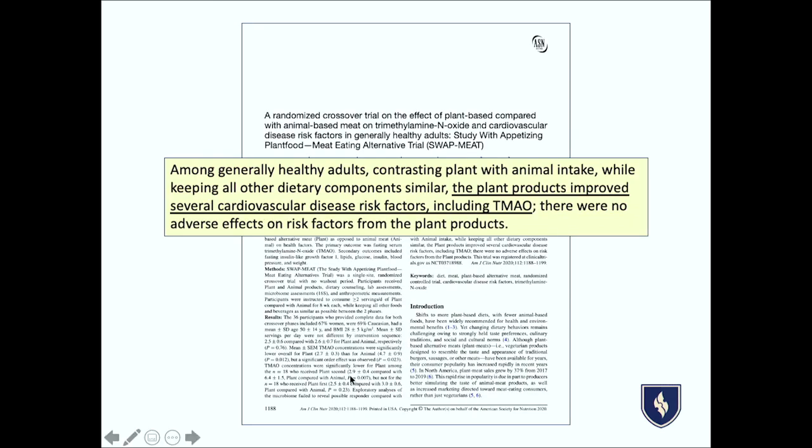This was a paper, and they looked at, among generally healthy adults, contrasting plant with animal intake. While keeping other dietary components similar, plant products improved several cardiovascular risk markers, including TMAO levels. There's no adverse effect on risk factors for plant products. This is from a randomized clinical trial where they took a bunch of people on a plant-based diet, then put them on an animal-based diet. They took a bunch of people on an animal-based diet and then put them on a plant-based diet to see what would happen. So it's that typical crossover trial.